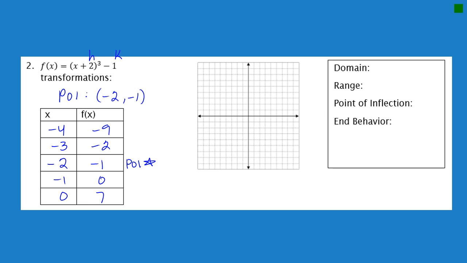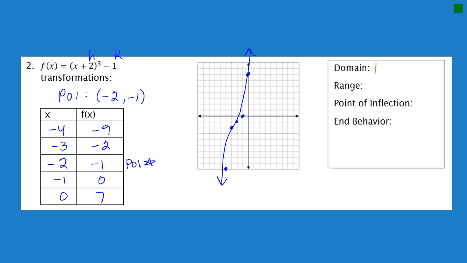So now we're going to plot these points. (-4, -9) would be here. (-3, -2), (-2, -1), (-1, 0), and (0, 7). I missed some points there, but you get the idea.